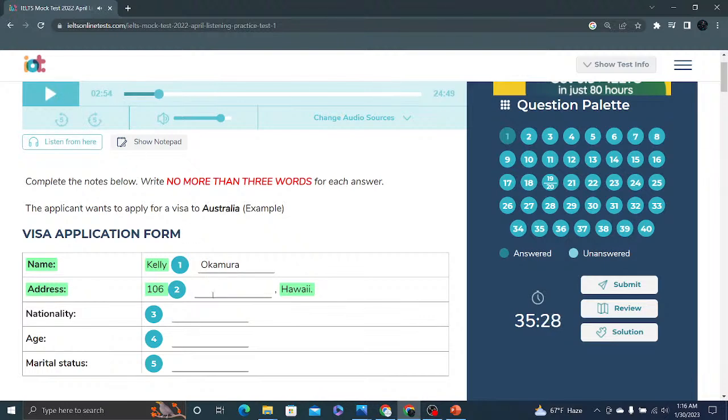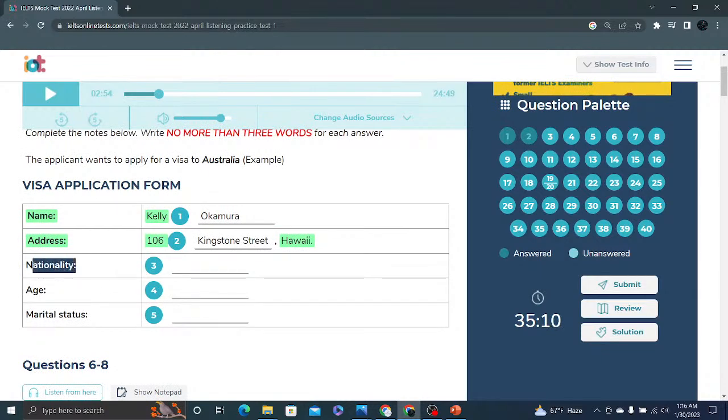Kingston Street. So Kingston Street will be the answer. Okay, let's listen for the next one. Nationality. We just need to listen to it for question number 3. Let's listen to it.